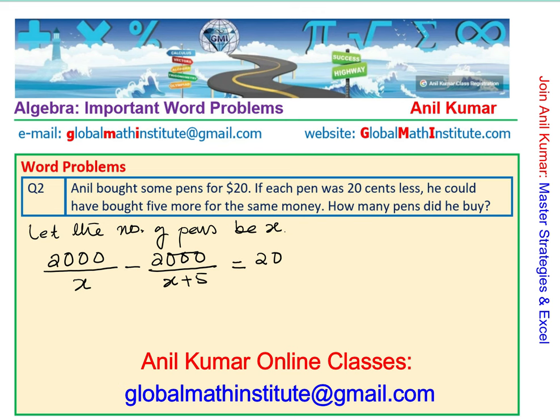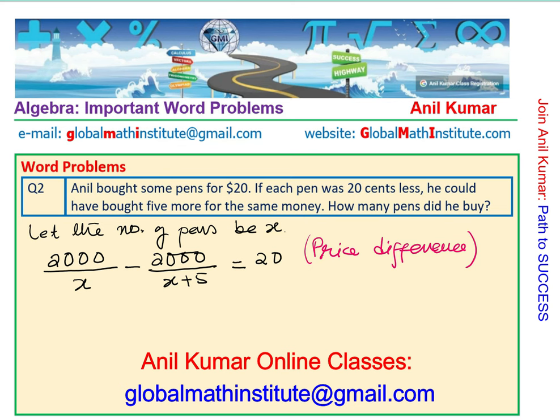So what we've done here is the price difference. You get the idea. For x and for x plus 5, this difference of price is 20 cents, right? So converting dollars, $20 will be equal to 2000 cents. Make sense? Now it is a question of answering this.